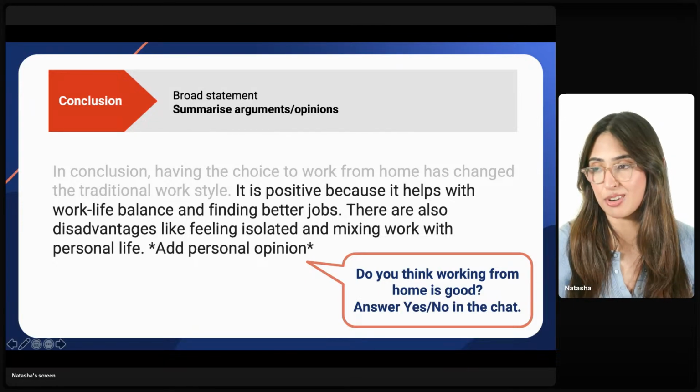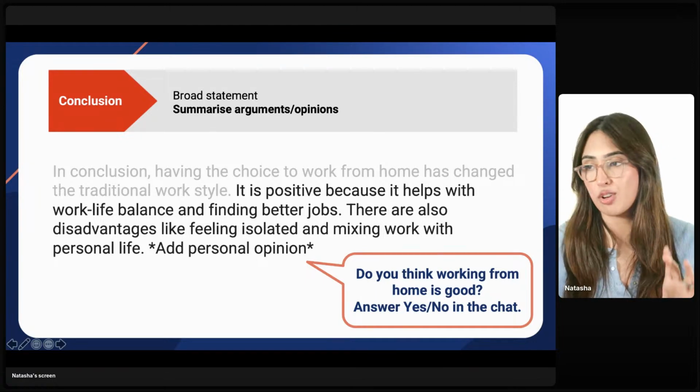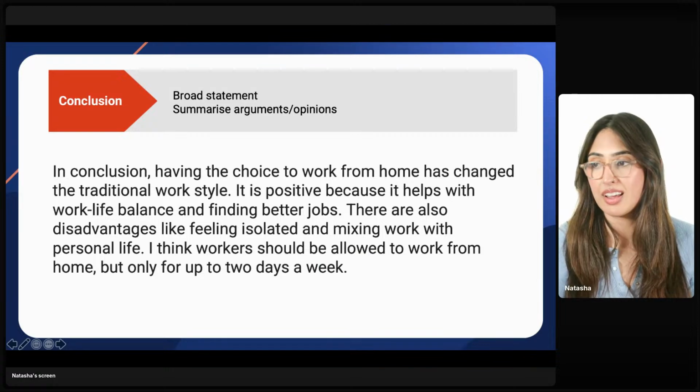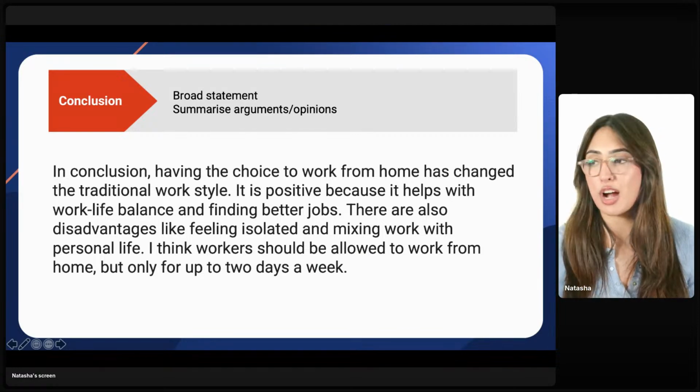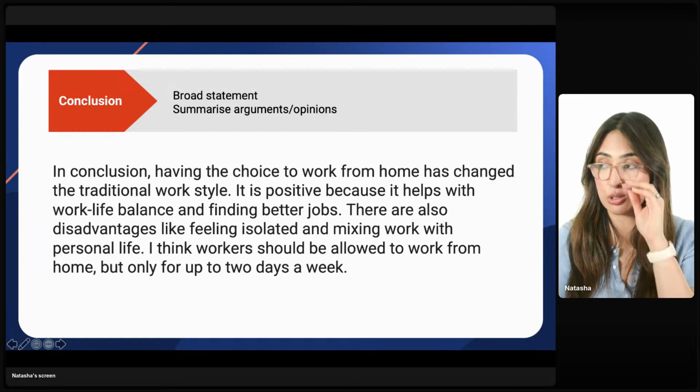We may differ on our opinions, but this is how I've concluded my final paragraph, my conclusion. I think workers should be allowed to work from home, but only for up to 2 days a week. Great, and that is the conclusion finished.